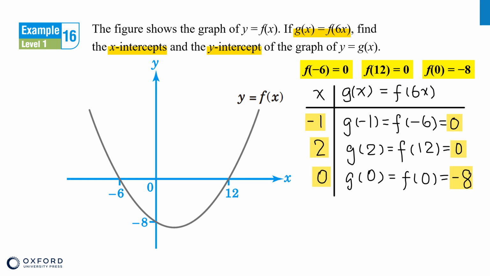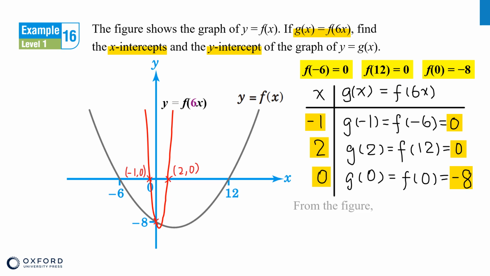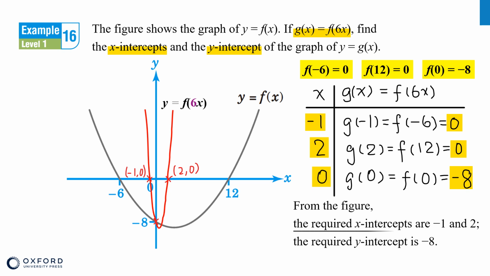We can draw these 3 points, (-1, 0), (2, 0), and (0, -8) on the graph to get a sense of what this graph looks like. The required x-intercepts are -1 and 2. The required y-intercept is -8.